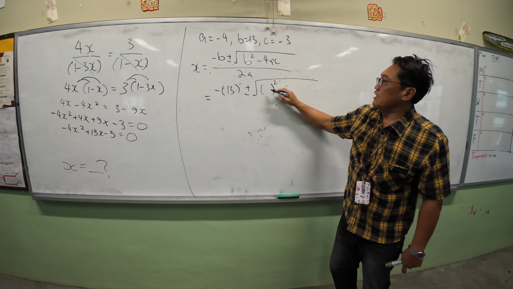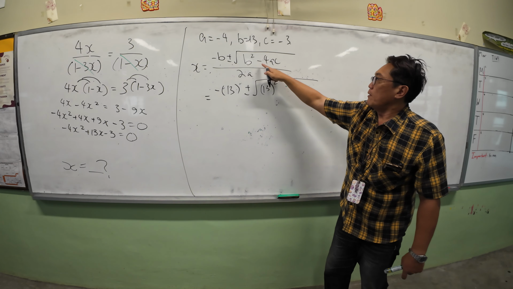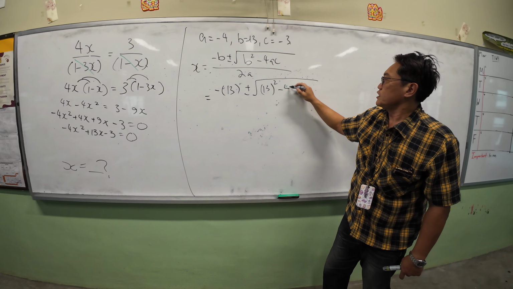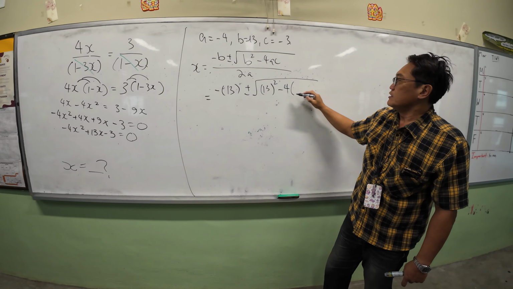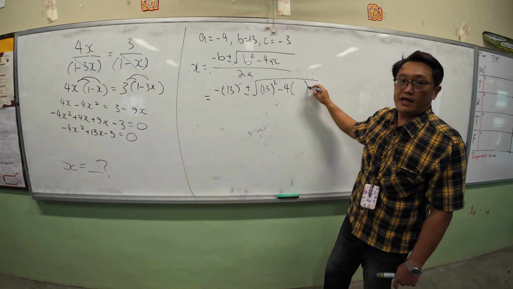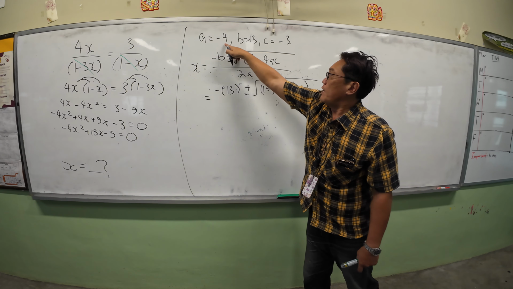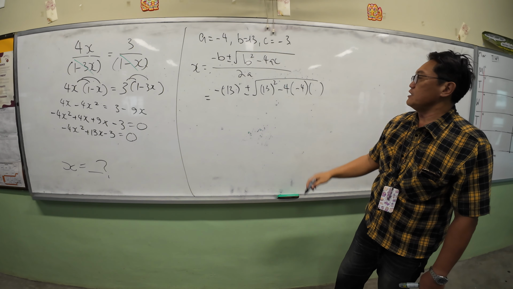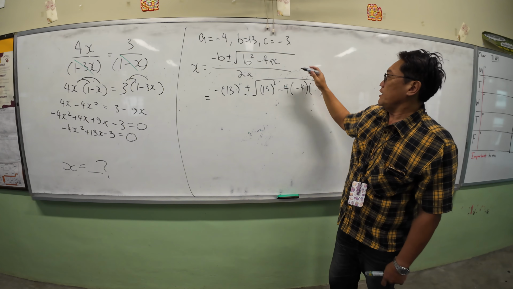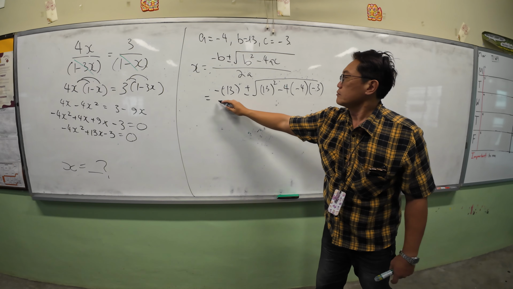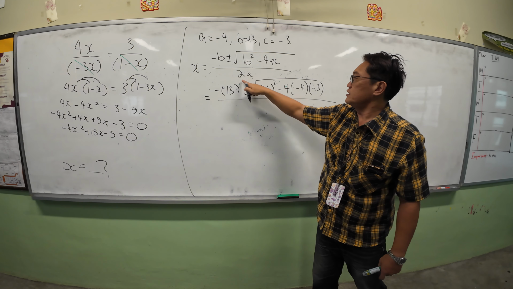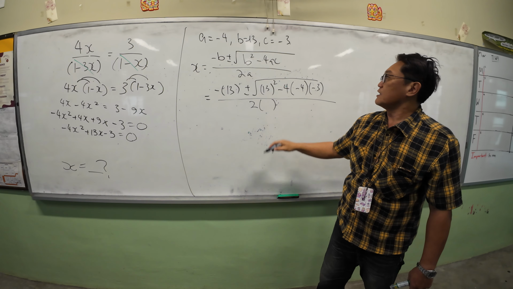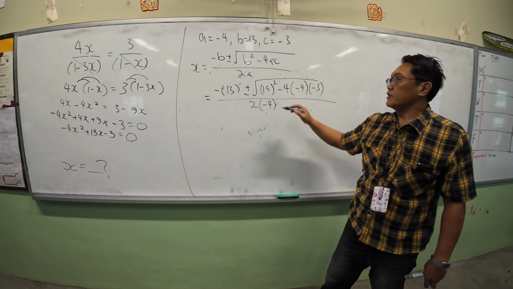Then b is 13, put 13 inside. Minus 4, no change. A is changing, substituting. So replace A with a bracket, put my A, negative 4, inside. C I'm changing, replace C with a bracket, put my minus 3 inside. Divided by, no change, 2 no change, A substituted, negative 4.